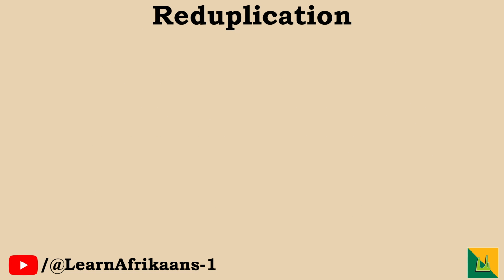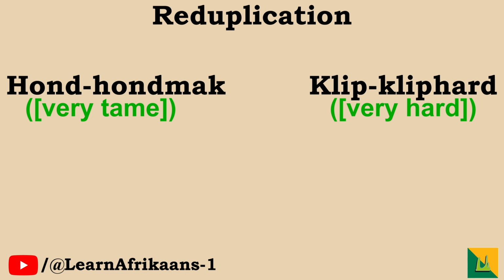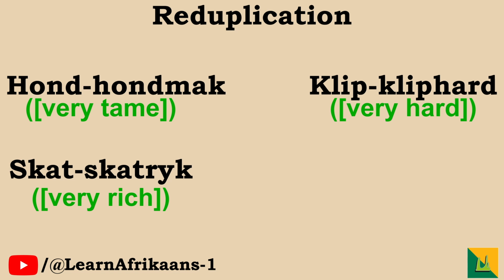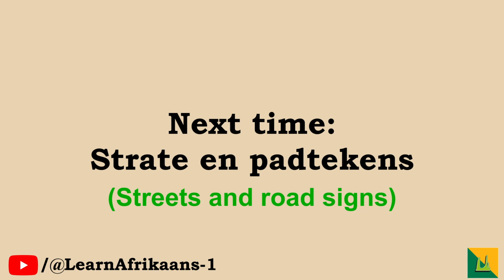The other exception is that for some intensiewe vormen you can have reduplication. When reduplicating, always add a hyphen. For example, hond, hondmak; klip, kliphard; skat, skatryk; spier, spierwit.